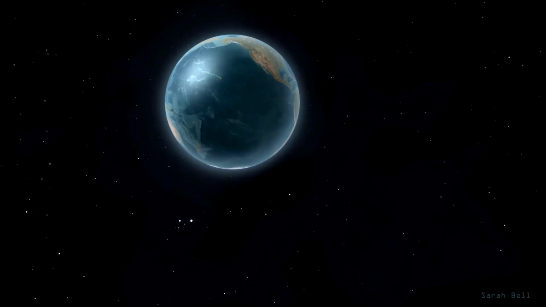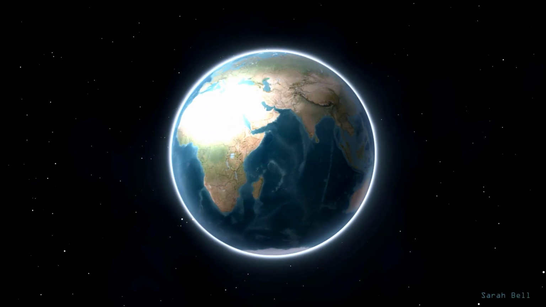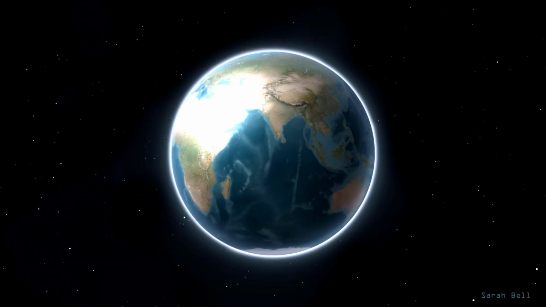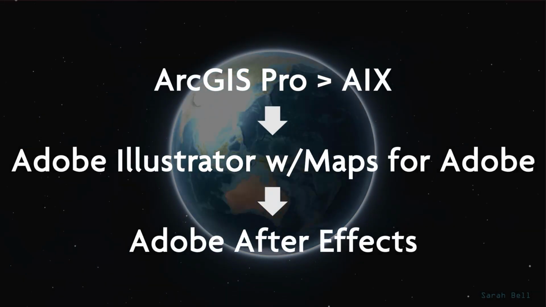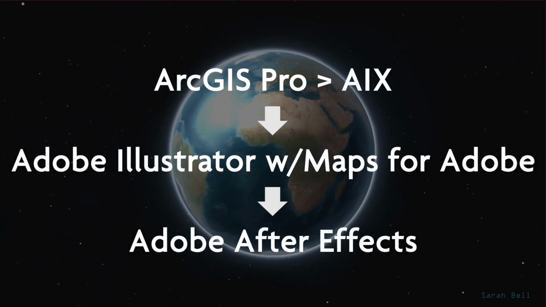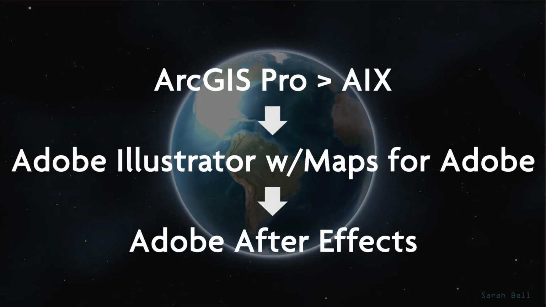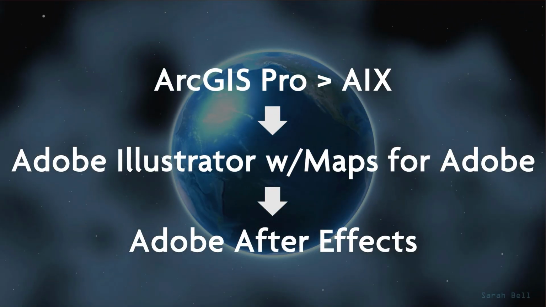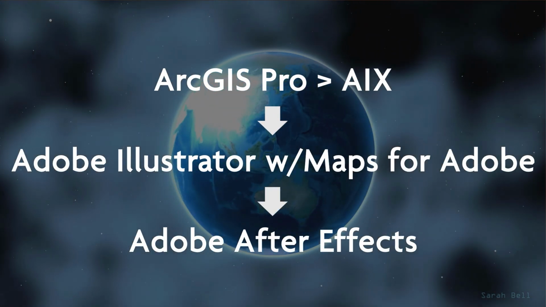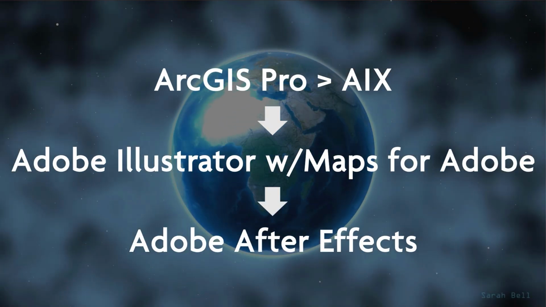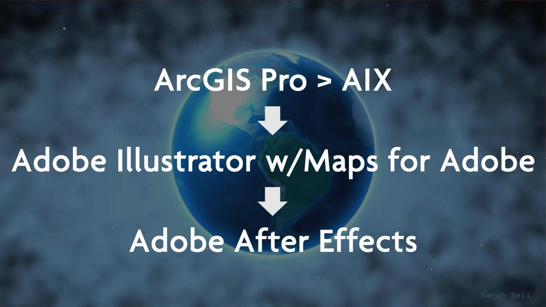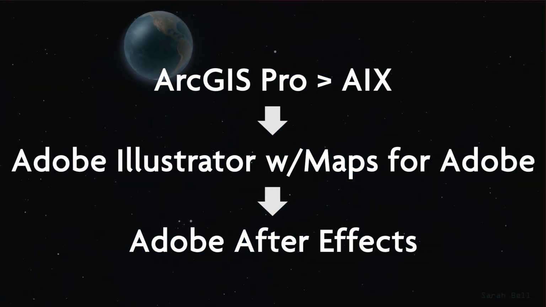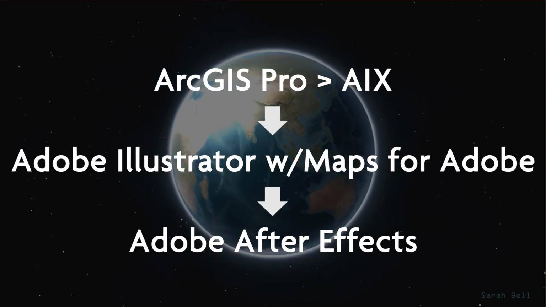When using After Effects to visualize this change over time, here's the workflow that I typically follow. I start in ArcGIS Pro to add data layers, set map layout extents, and perform analyses, and all of that wonderful GIS stuff. Then I export the layout as an AIX file, and I open that AIX file in Adobe Illustrator using the ArcGIS Maps for Adobe Creative Cloud extension.